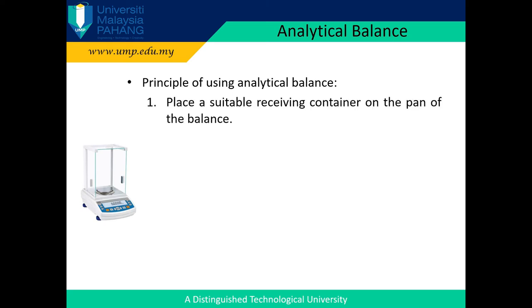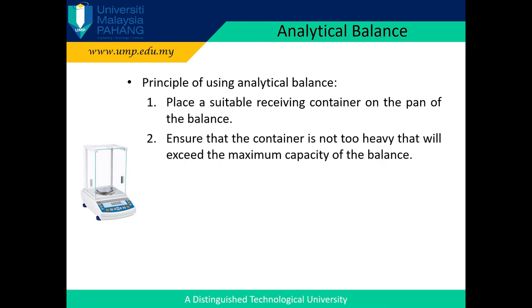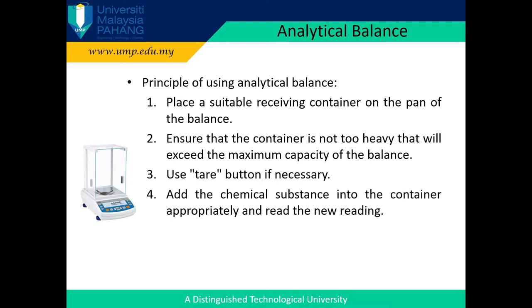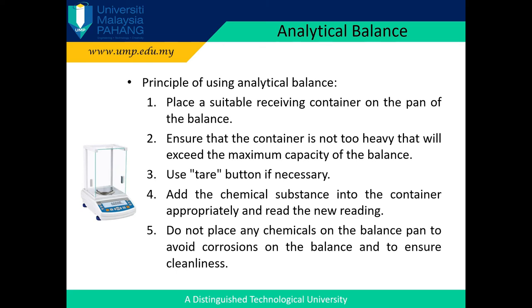First, place a suitable receiving container on the pan of the balance. Ensure that the container is not too heavy that will exceed the maximum capacity of the balance. Use tare button if necessary. Add the chemical substance into the container appropriately and read the new reading. Do not place any chemicals on the balance pan to avoid corrosions on the balance and to ensure cleanliness.